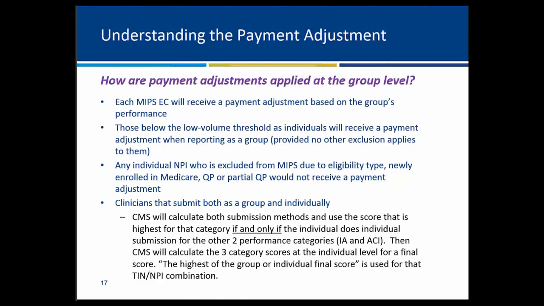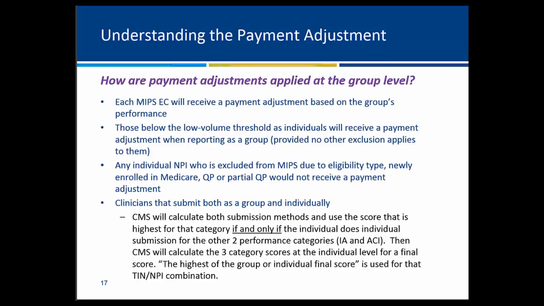For clinicians that submit both as a group and individually for a particular TIN, CMS will calculate both submission methods and use the score that is highest for that category. And then if and only if the individual does individual submissions for the other two performance categories, then CMS will calculate the 3 category scores at the individual level for a final score. And then the highest of either the group or the individual score is used for that TIN-NPI combination.